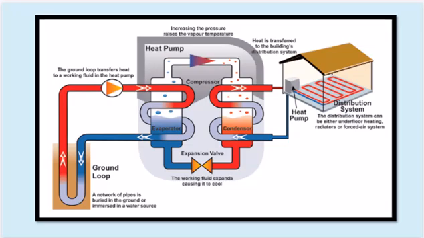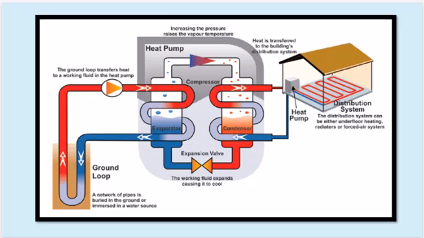Ground source heat pump. Let's break down how a ground source heat pump works based on the provided image. Working process of a ground source heat pump. A ground source heat pump is a heating and cooling system that utilizes the constant temperature of the earth to provide energy efficient heating and cooling for a building. Heating mode. Ground loop. A network of pipes is buried underground or immersed in a water source. This ground loop acts as a heat source, extracting heat from the earth even in winter.